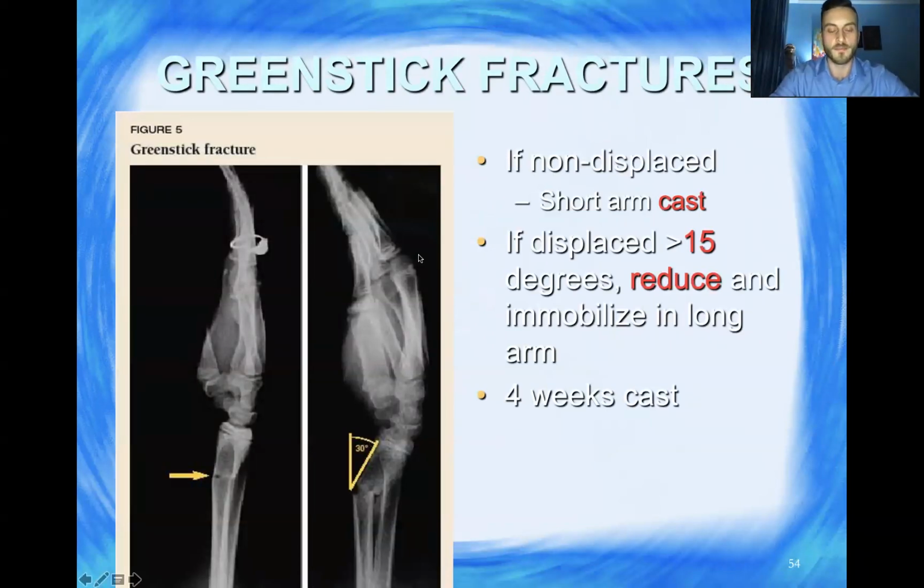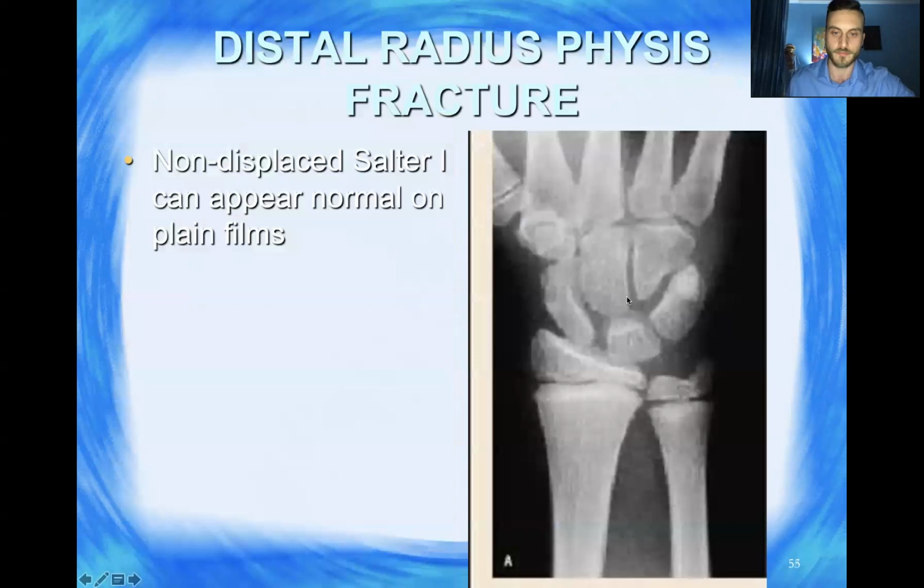What if displaced? We should calculate the angle. I told you last lecture, each bone has a specific angle. As a medical student, you don't have to memorize them all. You can refer to your book and look at the angles. But for example, in the distal radius, we can't accept more than 15 degrees. So if it's more than 15 degrees angulation, we have to reduce it back to normal. If it's less, short arm cast, and that's it.